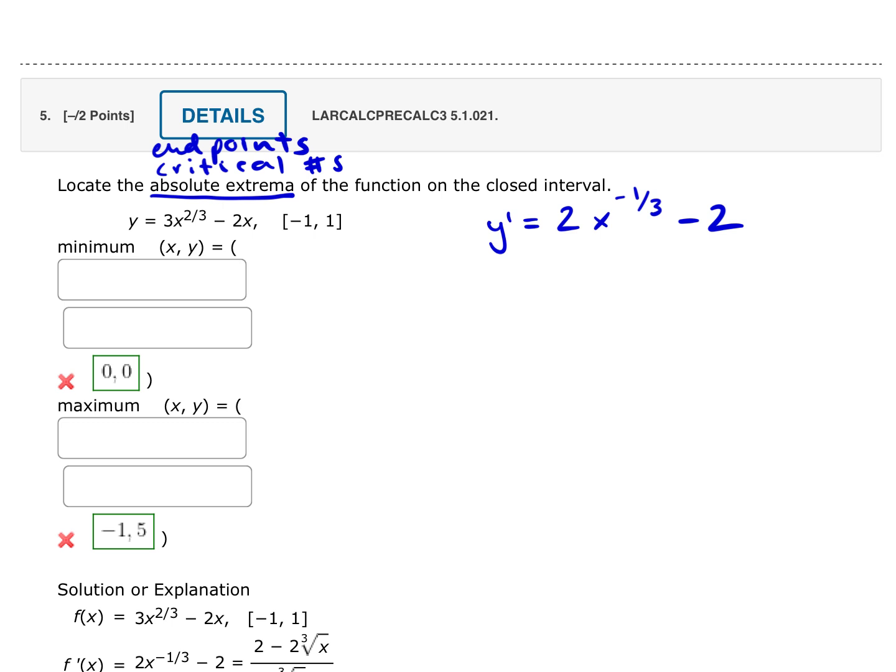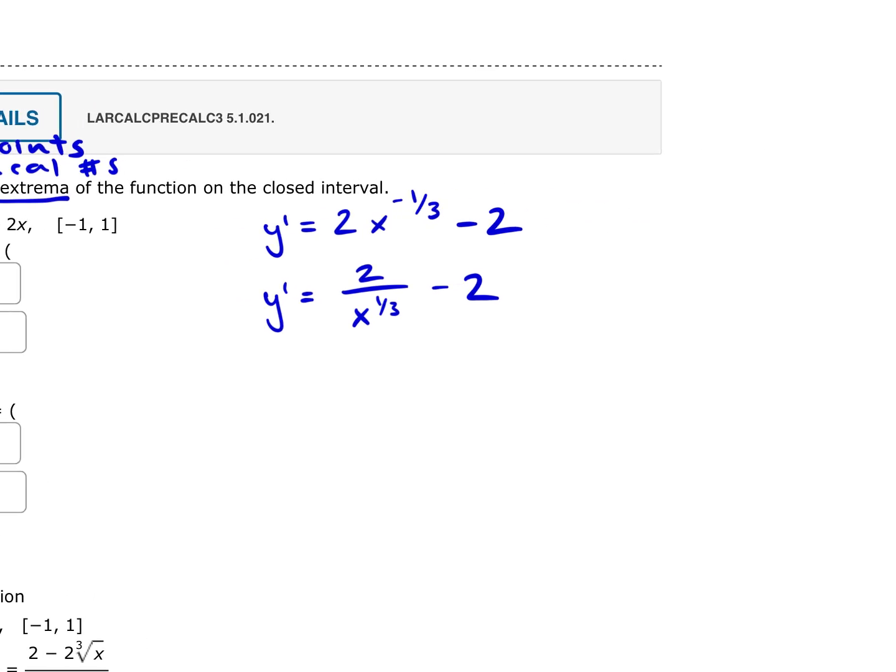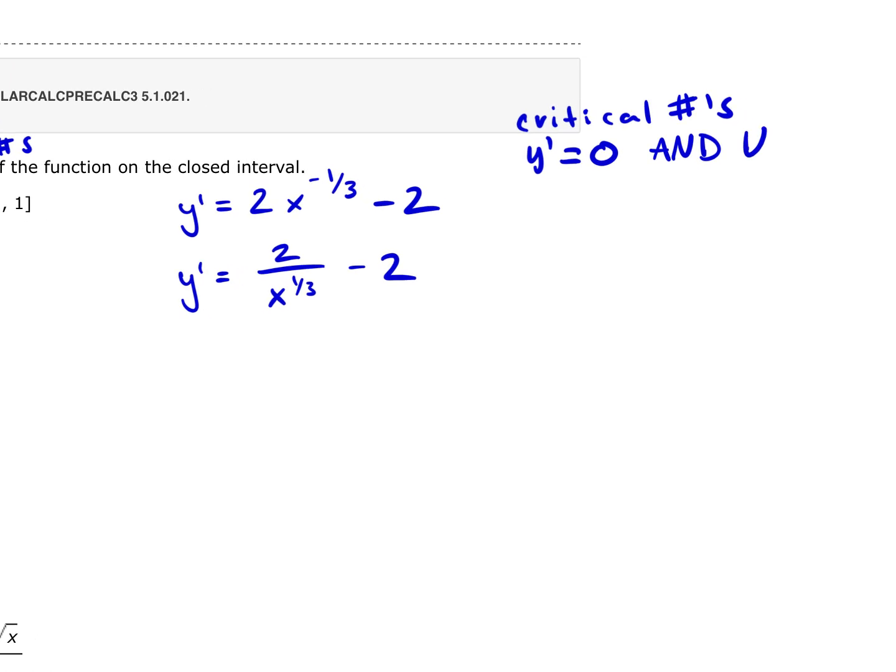You could leave it like this, or if you want to rewrite it, it would be 2 over x to the 1/3 minus 2. To find our critical numbers, we want to set the derivative equal to 0, and we want to find where it's undefined or where it does not exist. So first, let's set it equal to 0 and solve.